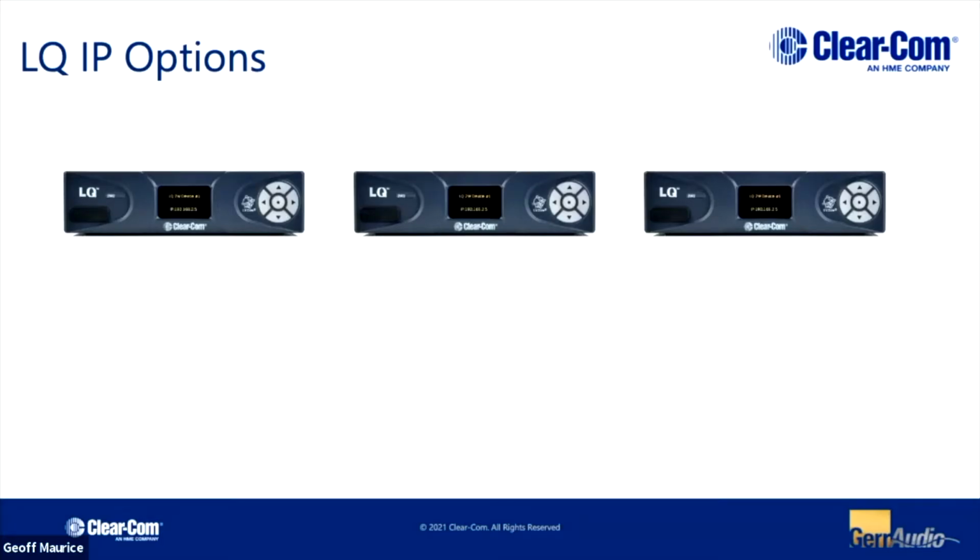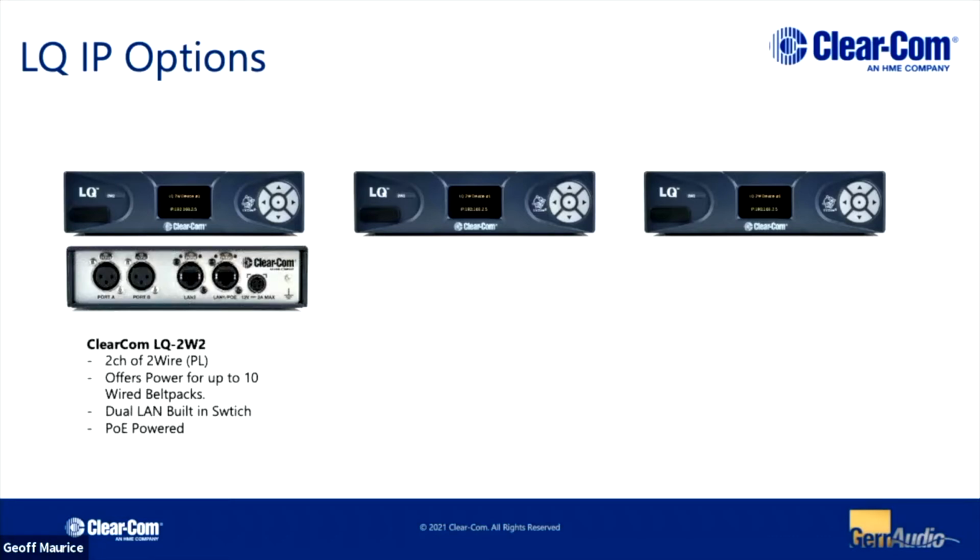So as far as what these boxes look like, there's about, I think, 9 different varieties of these guys. There's 3 in the small form factor, which is about a third of a rack space. The first one that we look at is the LQ2W2. So that's 2 channels of our old 2-wire party line system. But one of the most unique parts of this particular box is that it offers power for up to 8 to 10 belt packs. So you can tag a bunch of ClearCom wired belt packs right off the back of this, and don't need any additional power supply or power.